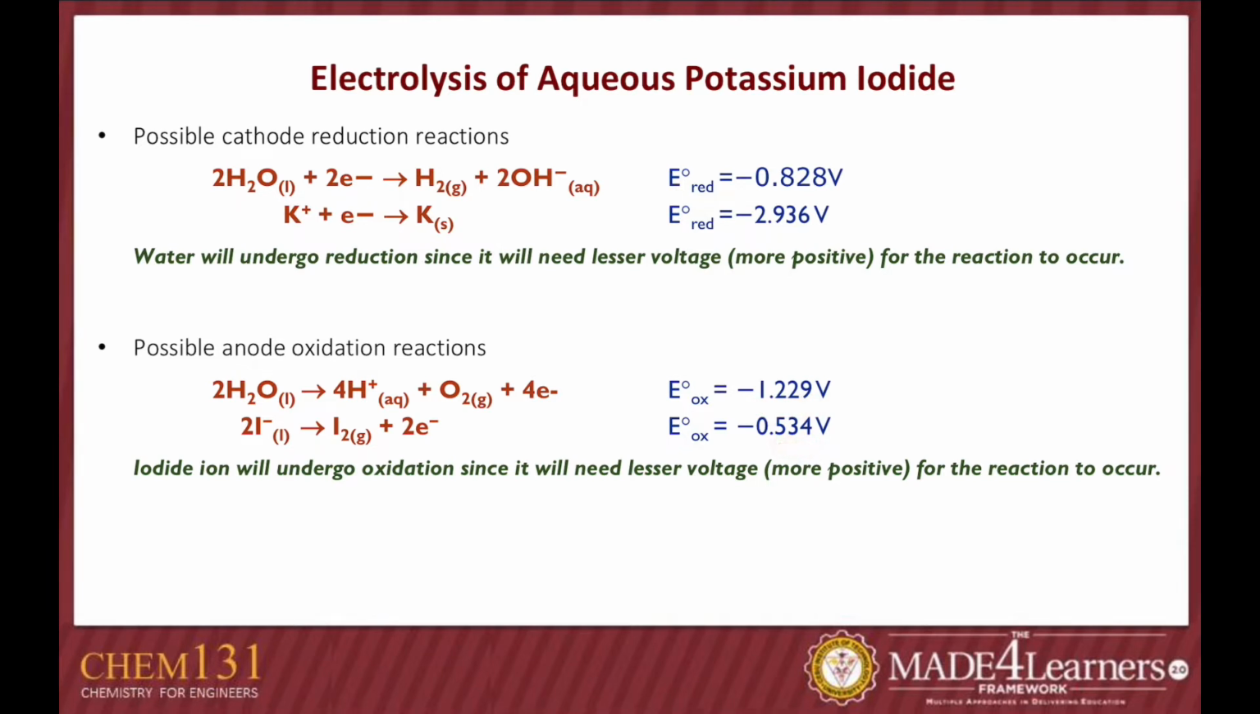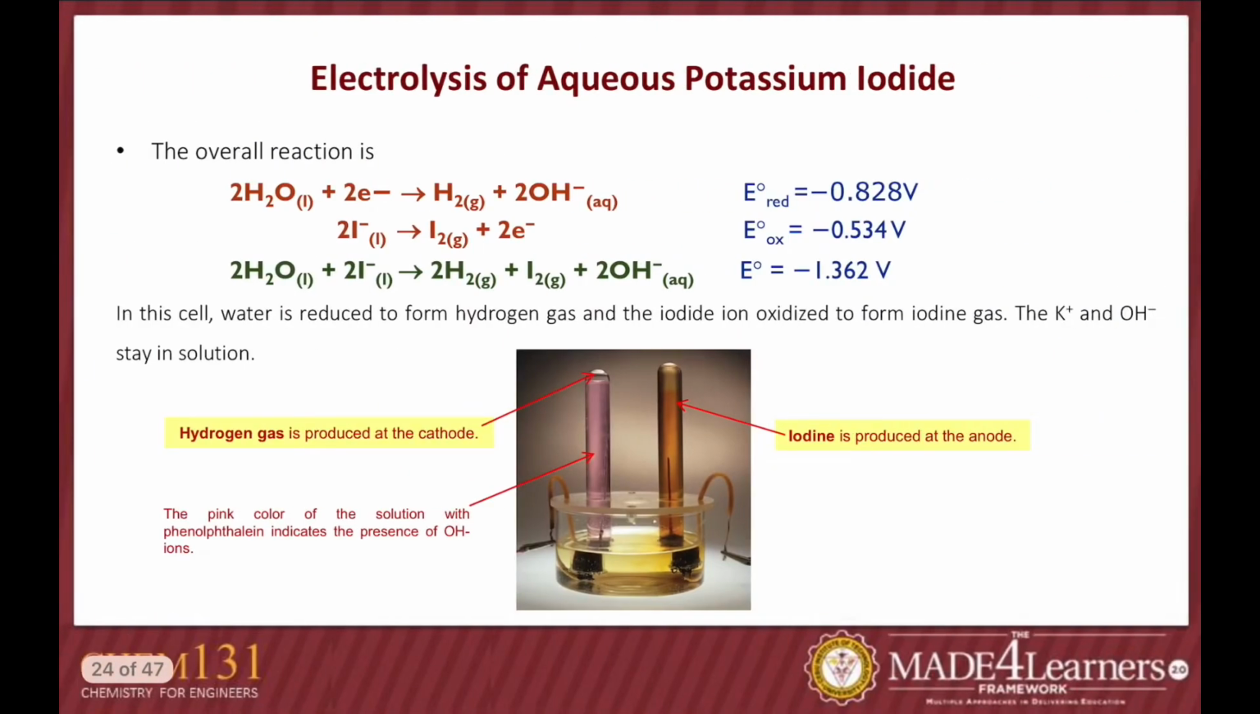So, in the cathode, water needs less. So, water will undergo reduction to produce hydrogen gas. And in the anode, iodine needs less. So, iodine will undergo oxidation. Alright? So, the overall reaction, therefore, involves water and iodine. So, this is the overall reaction. You just add the two equations and the standard cell voltage needed is 1.362 volts.